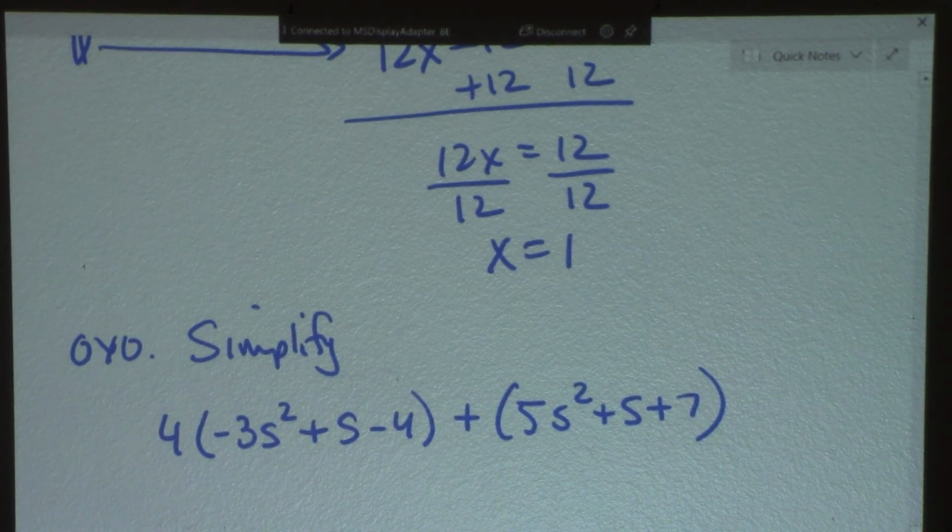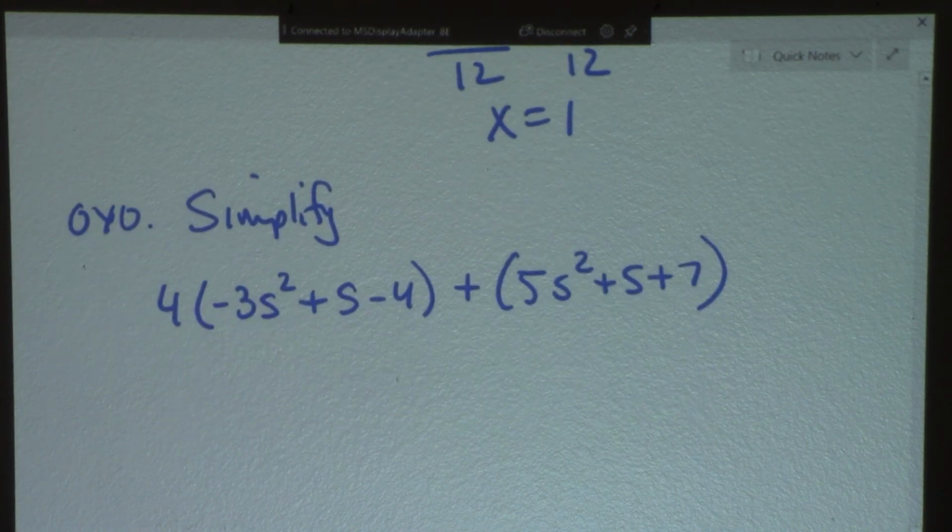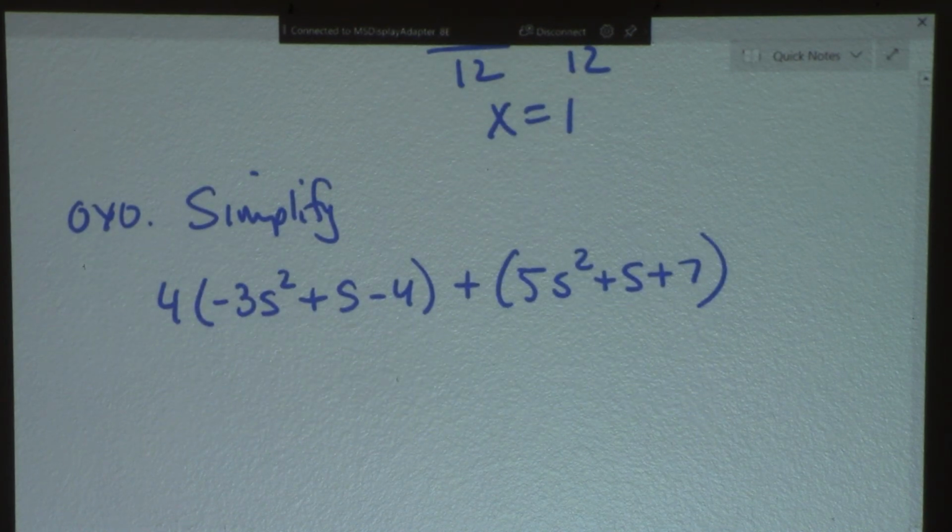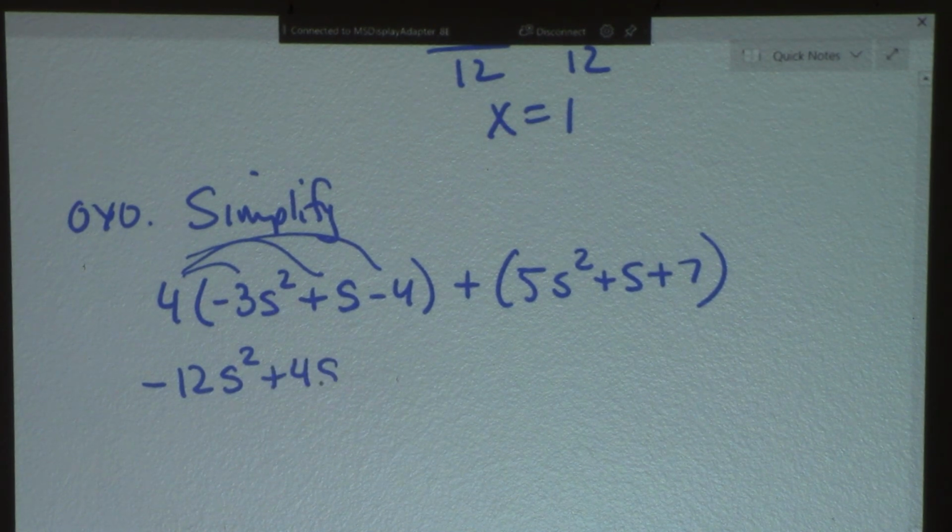Okay, so the first thing I'm going to do is distribute the 4. Because like we already said, PEMDAS, you'll have to know that for the rest of your life. Not a bad thing. It's a good tool to have in your back pocket. You want to distribute the 4 to all of these terms. So I'm going to have negative 12s squared, and then that's an s, right? So I have plus 4s, and 4 times negative 4 is negative 16.